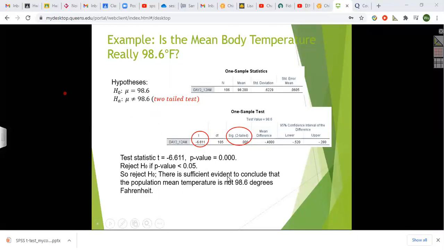There is sufficient evidence to conclude that the population mean temperature is not 98.6 degrees. Mu is different from 98.6 degrees. P-value will be 0. Okay, so this is one sample t-test comparing the population mean with a certain value, one sample.